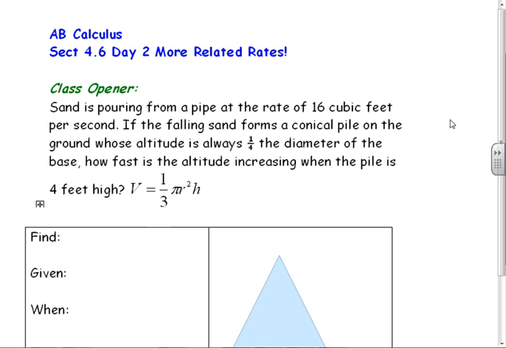The sand is pouring from a pipe at the rate of 16 cubic feet per second. Well, when I always did word problems, I always tried to find the numbers because I knew I'd do something with them. If the falling sand forms a conical pile on the ground whose altitude is always 1/4 of the diameter of the base, how fast is the altitude increasing when the pile is 4 feet high? So all of that has to go down here into my problem.